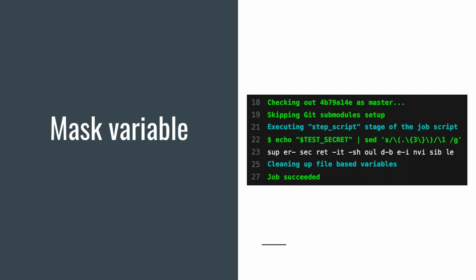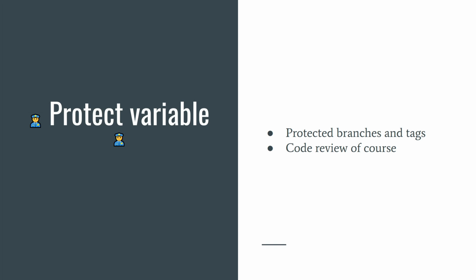If we don't want to show the content of this variable accidentally, then using mask variable is a good option. Anyway, if someone has access to our project and can edit jobs like me, they can do what they want. So giving appropriate permissions is a must. Exposing such variables only on protected branches and tags is a good idea. This way we can perform such jobs only on master or staging branches, do code review and block the suspicious code before merging.